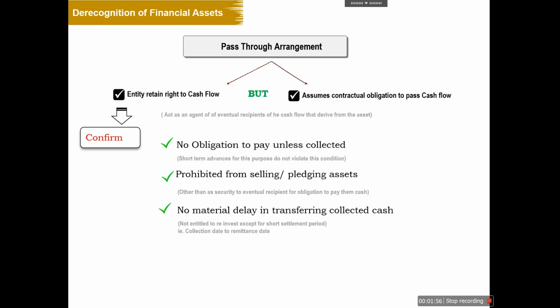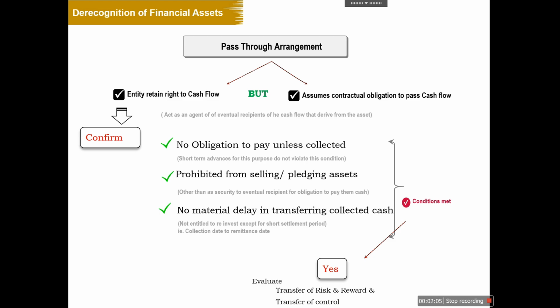So, if all these conditions are satisfied, in that case, we need to evaluate transfer of risk and reward and transfer of control to decide the derecognition of the asset. And if these conditions are not satisfied, we will continue to recognize the financial asset in the books of accounts. So this is all about the pass-through arrangement.